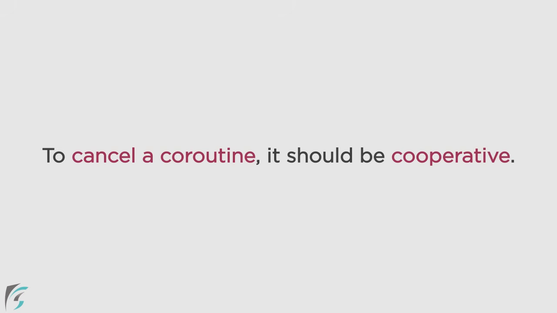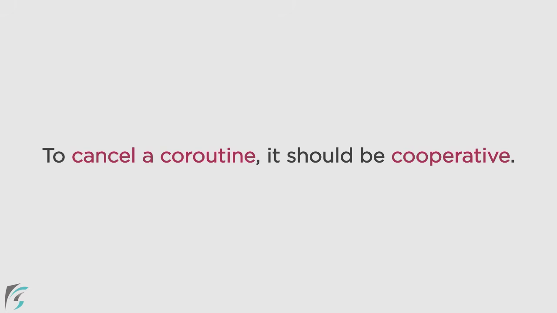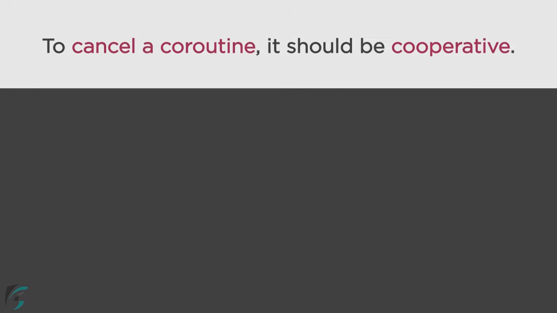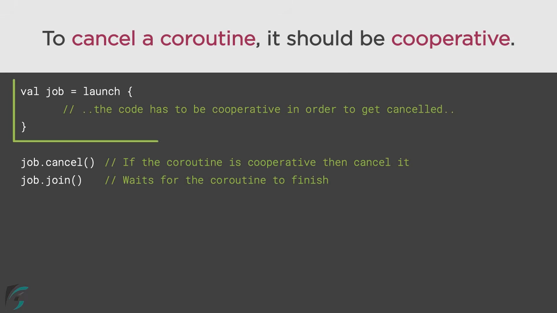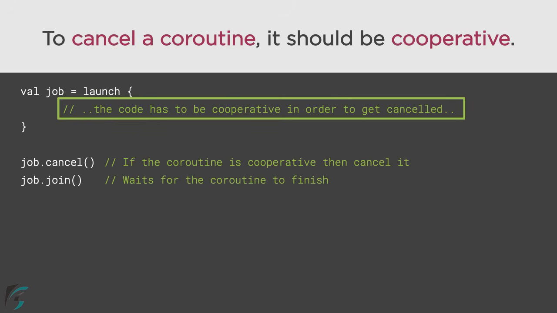Now, to cancel a coroutine, the coroutine has to be cooperative. So what does this mean? Well, I am going to keep a suspense on what cooperative means exactly for the next few minutes. So right now, don't worry about this term cooperative. Just remember, to cancel a coroutine, it has to be cooperative. Now, let us take a look at a sample code. Here we have a coroutine, and the code within your coroutine has to be cooperative in order to get cancelled.